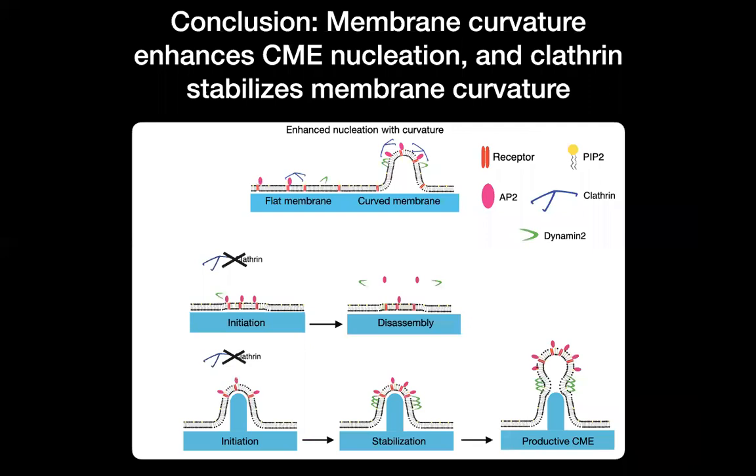So in summary, enhanced nucleation occurs at curved membranes. And also when clathrin is knocked down on flat sites, there is disassembly of the endocytic site, whereas with stable curvature, the other proteins are sufficient to form an endocytic vesicle, and therefore clathrin's role is to stabilize induced curvature.